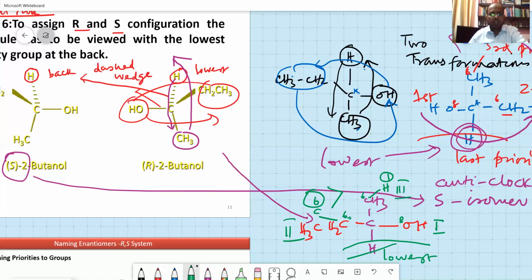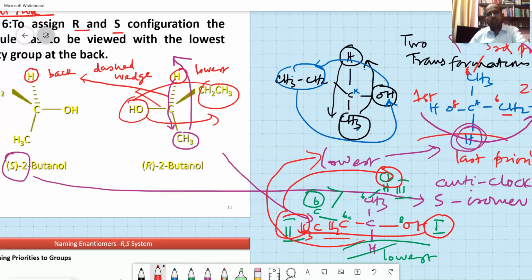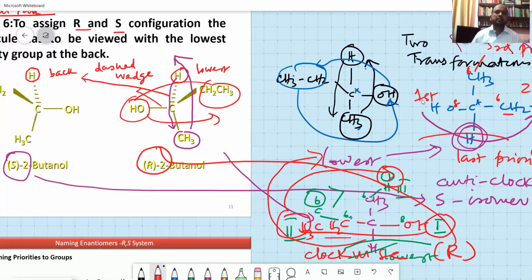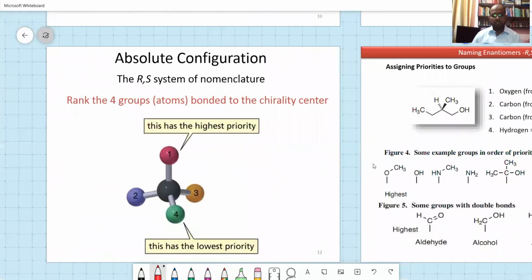So if you look at this, 1, 2, 3. It goes like this. Since it goes like this, it is clockwise. Clockwise means R. And this is R. That R is this, that's the same. Okay. And this is the same thing.